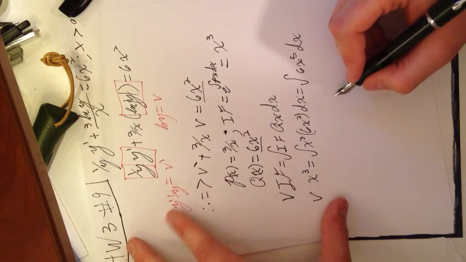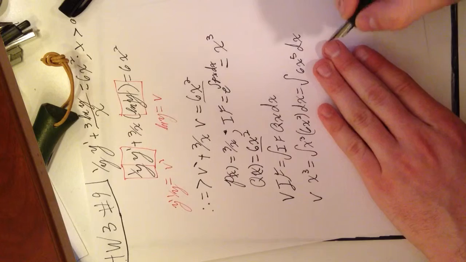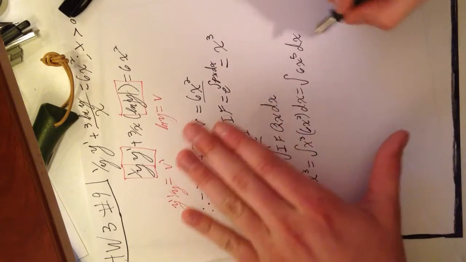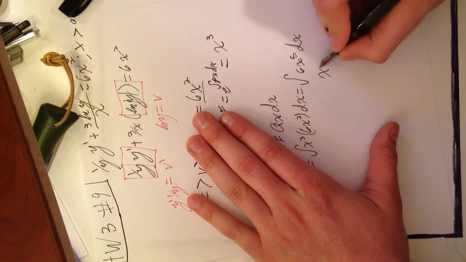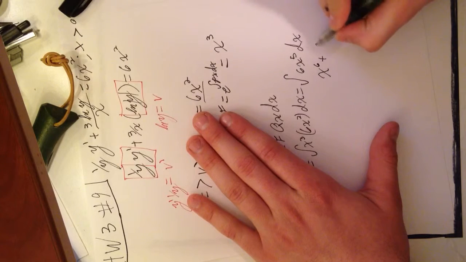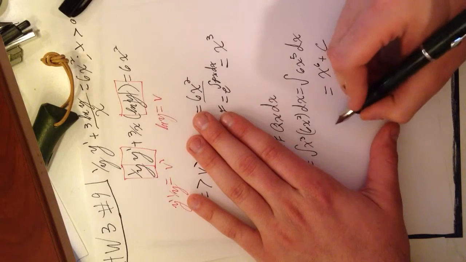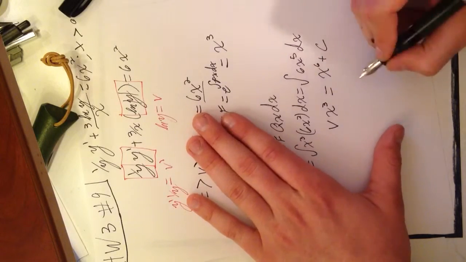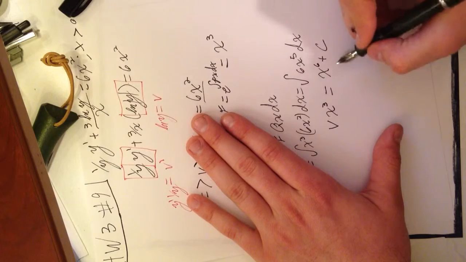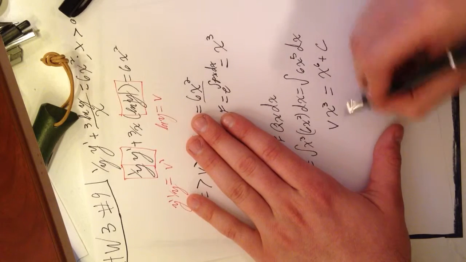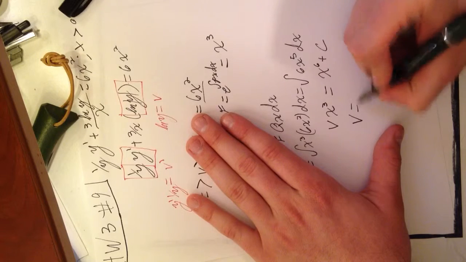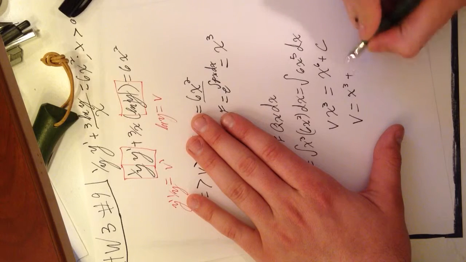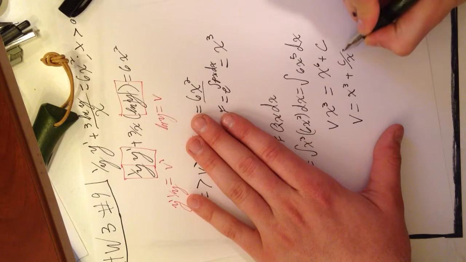Now, to solve for the integral, you're going to add 1 to the exponent and then divide by the new exponent, which will just be x to the 6 plus c. And it'll be equal to v times x to the third. Now you have to divide by x to the third on both sides to put it in simplest form. So v is equal to x to the third plus c over x to the third.